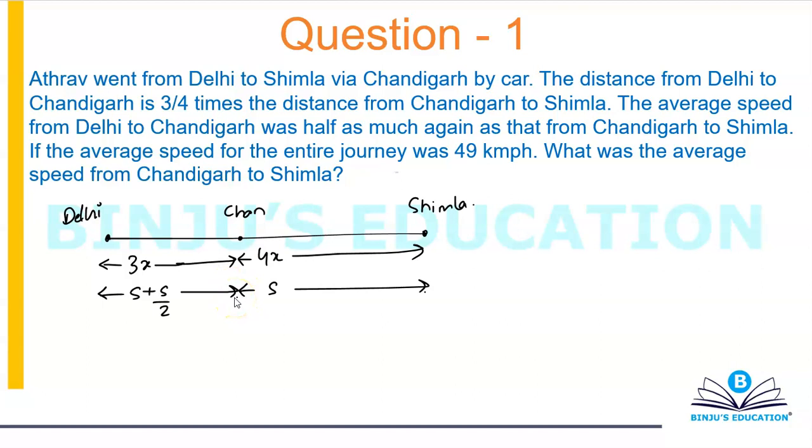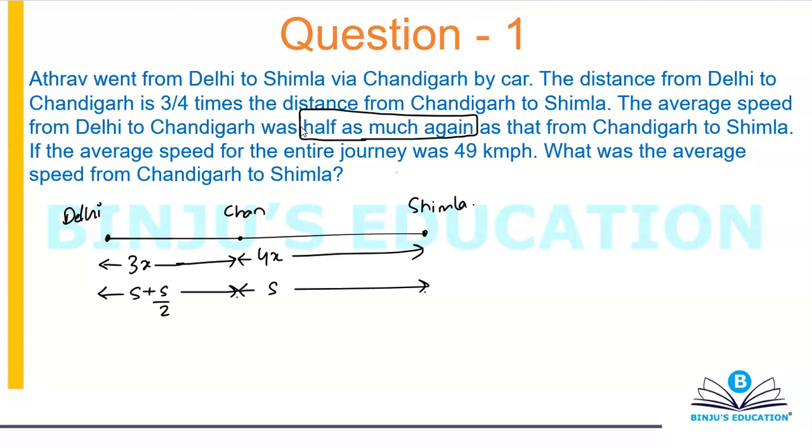It says that the average speed from Delhi to Chandigarh was half as much again as that from Chandigarh to Shimla. Half as much again. It's not saying that it's half off. It's half as much again. So you basically have to add half of the original speed from Chandigarh to Shimla in order to calculate the average speed from Delhi to Chandigarh.